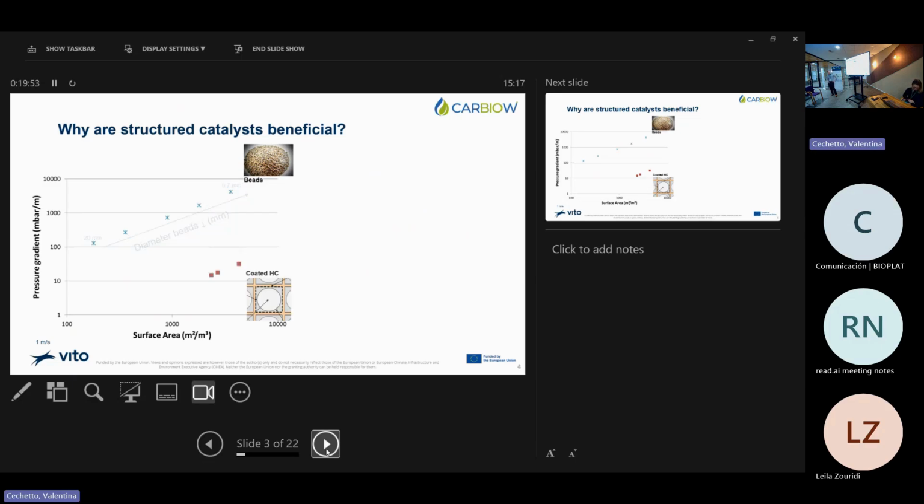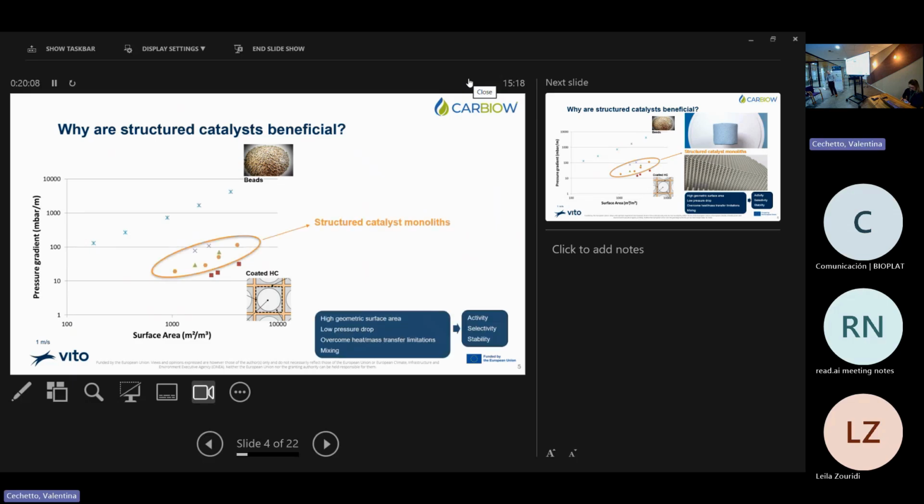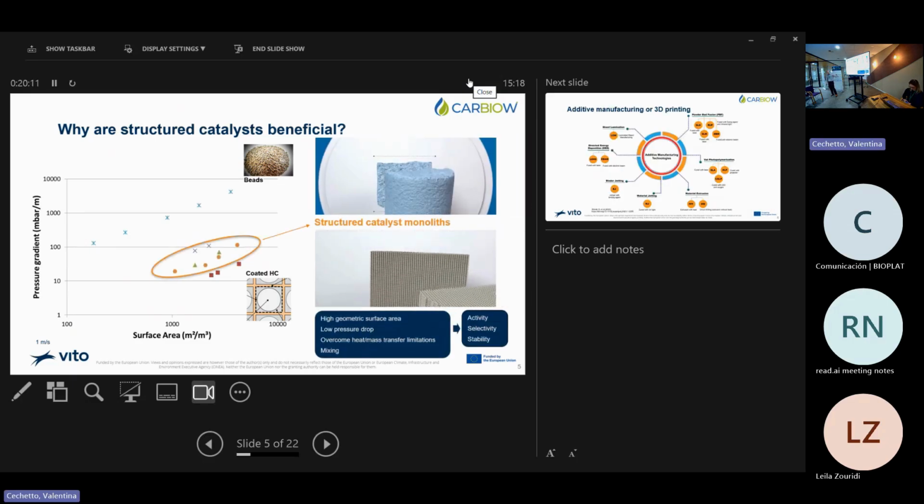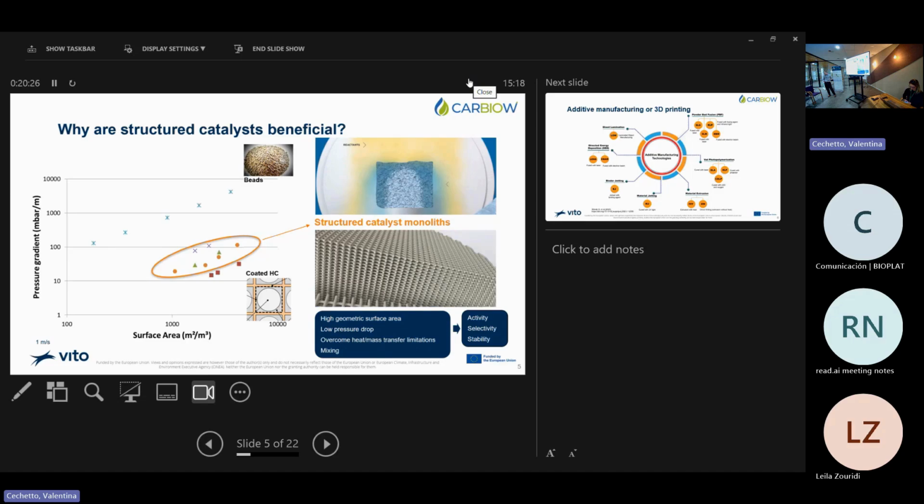Now, if you go to monoliths, to honeycombs, you can reduce the pressure drop dramatically and improve the surface area, but you have no mixing. So in a car exhaust catalyst, it's very interesting, but in a chemical process, it's not so efficient. Sitting somewhere between those things, you have 3D printed catalysts. Here I show that big pellets have issues with mass transfer, but a structured catalyst can be designed to have a high geometric surface area, a low pressure drop, and mixing. So you have enhanced activity, selectivity, and stability if you design it well.